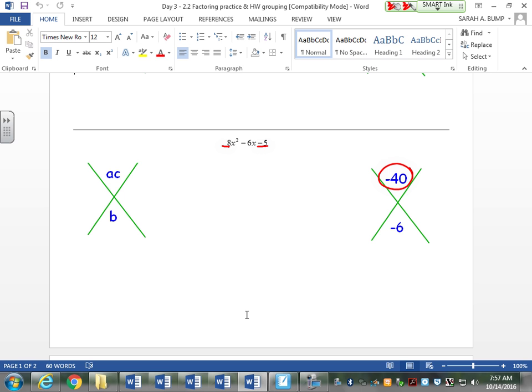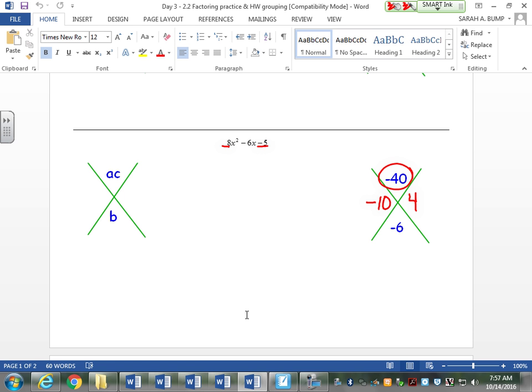So our goal is to find two numbers that multiply to negative 40, but add to negative 6. That might be a little easier to do because these numbers are not as large compared to the first example. And the winning combination is going to be negative 10 and positive 4. Negative 10 times 4 is negative 40, and negative 10 plus 4 is negative 6.